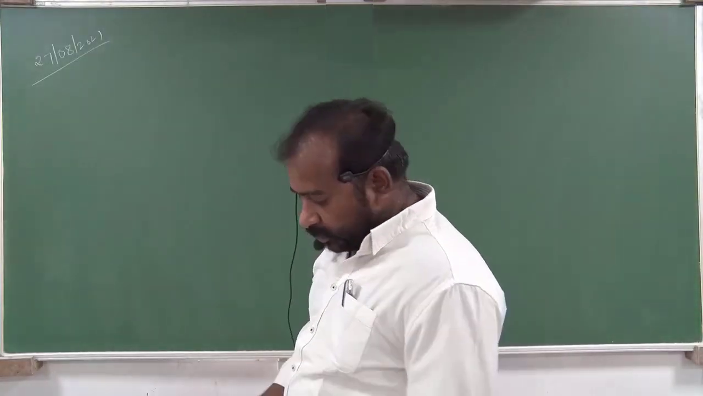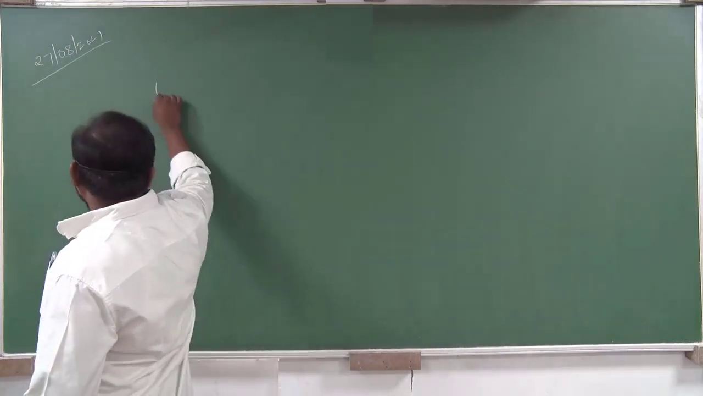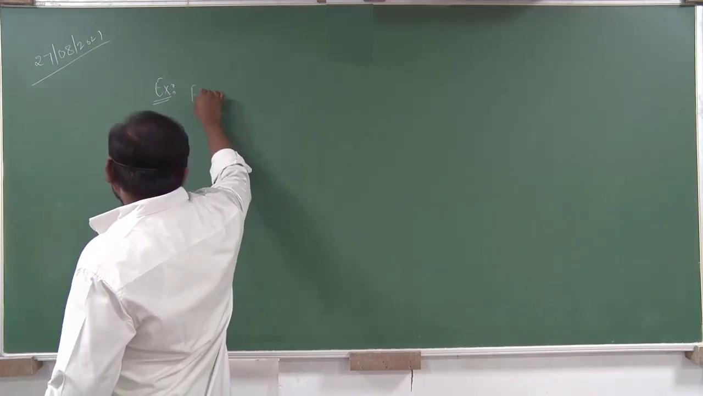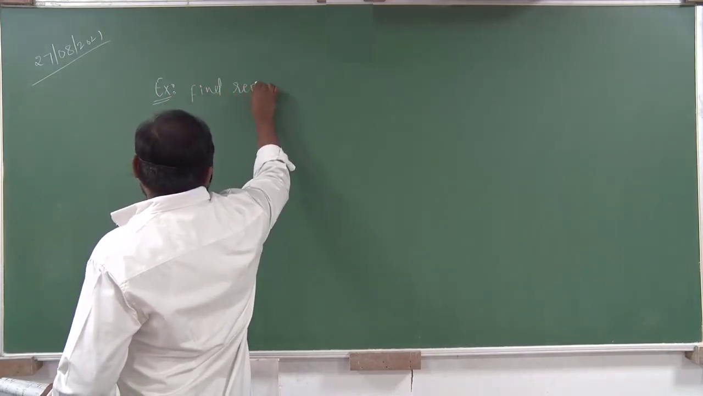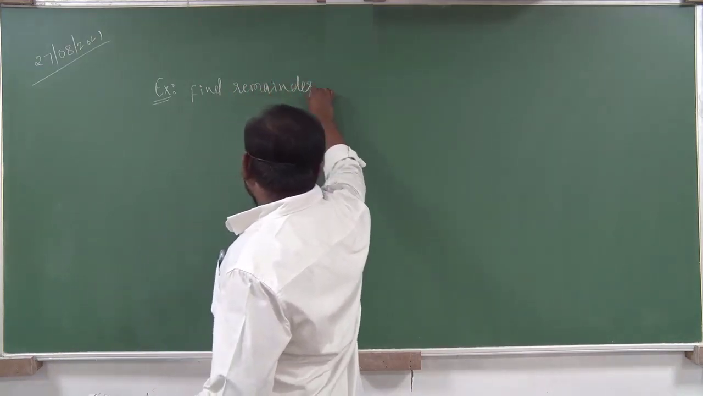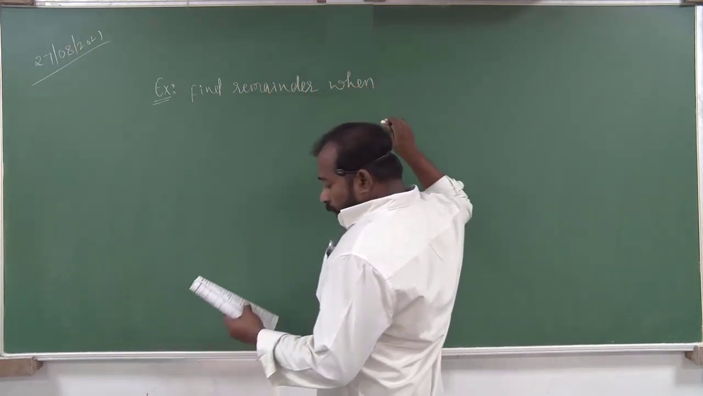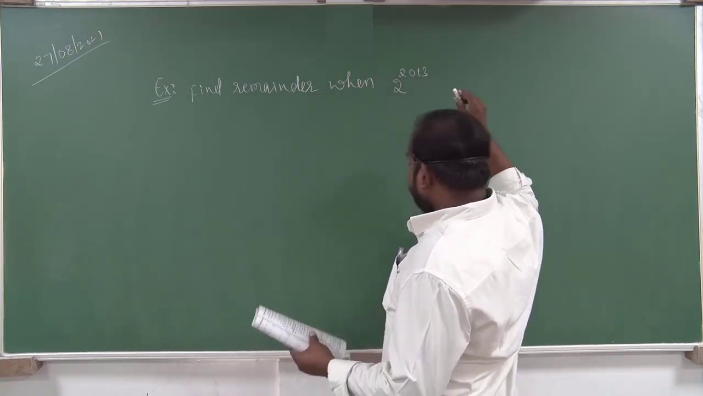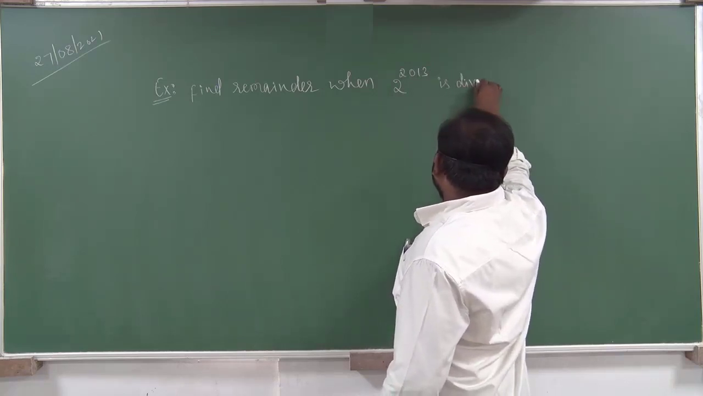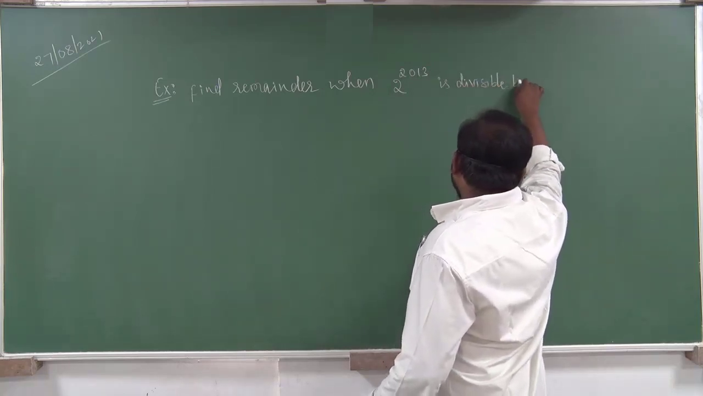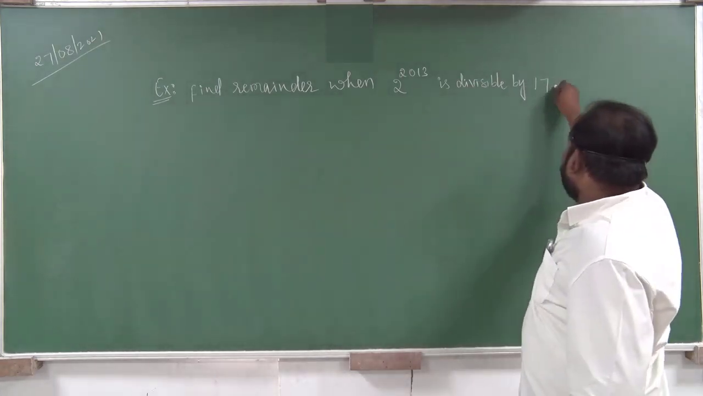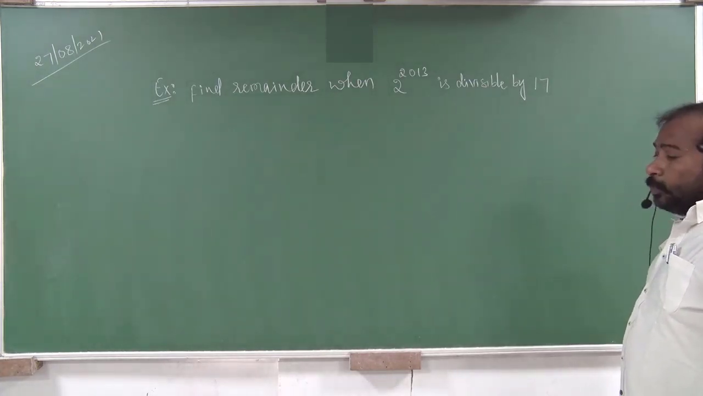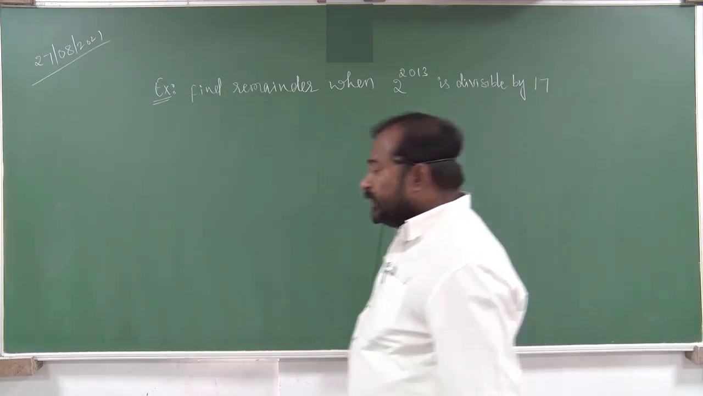Next, here it is one more example. This is also based on the binomial theorem. Find the remainder when 2 power 2013 is divisible by 17. This is the bit. Find remainder when 2 power 2013 is divisible by 17.